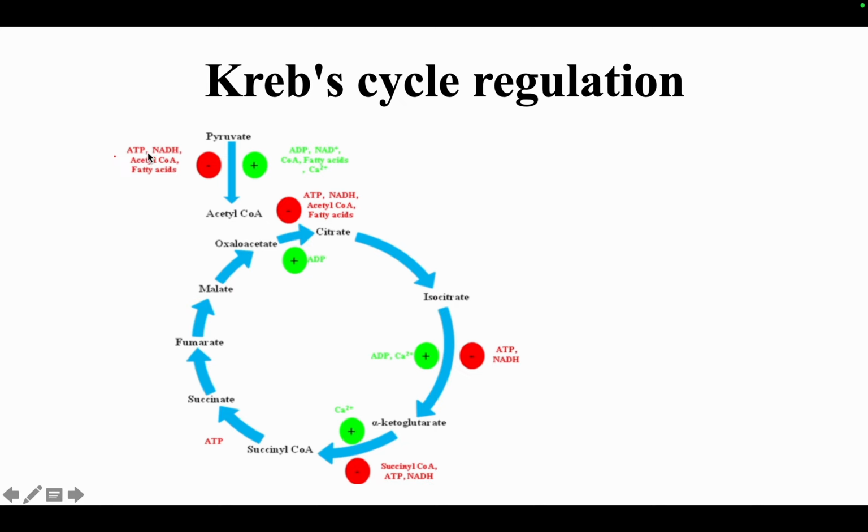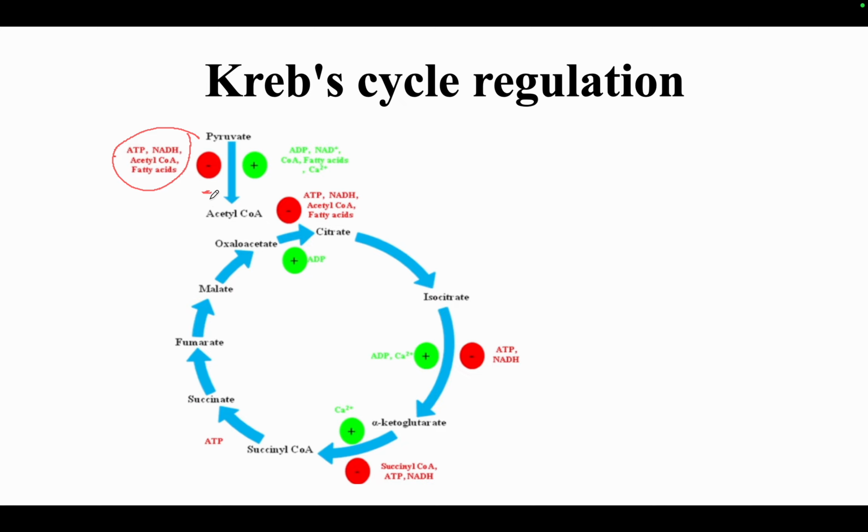And if there is a lot of ATP and reducing power already present in the cell, it will inhibit, it will tell the cell to stop, that we no longer need this Krebs cycle going on, so we need to have a negative regulation. So these all negatively regulate the enzyme, that is, the pyruvate dehydrogenase complex.